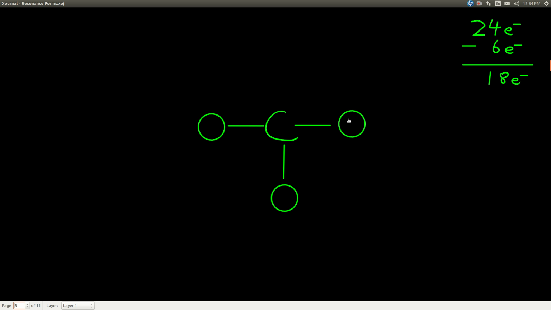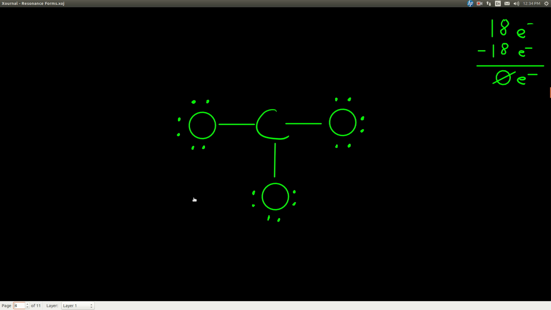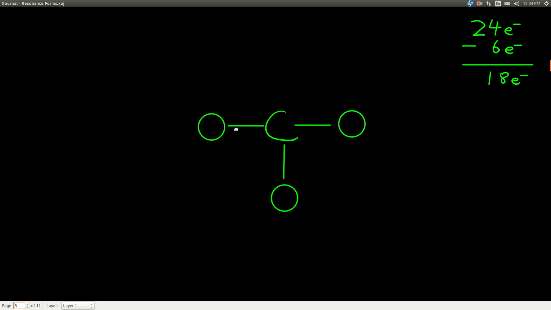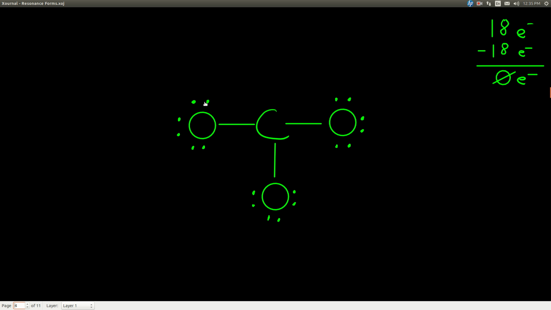Next, we connect the outer atoms to the central atom with single bonds. Each bond represents 2 electrons, so that's 2, 4, 6 electrons we've used up, leaving behind 18 valence electrons we still want to use. Our next step is to satisfy the octet rule for the outer atoms. Each of the oxygens only sees 2 valence electrons. It needs a total of 8, so each of these oxygens needs 6 more. We put those in as dots, lone pairs of electrons, and that's 6, 12, 18 that we've used up. Now we've used up all of our valence electrons.